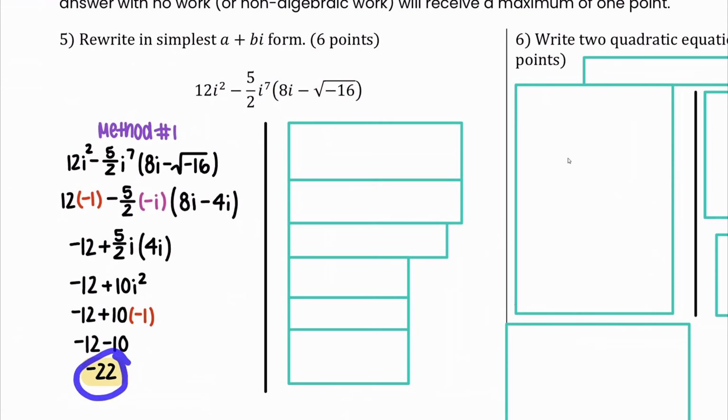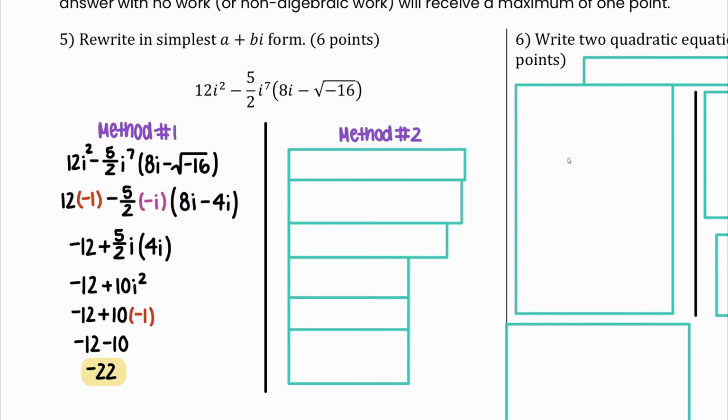Here, we can't exactly write it in a plus bi form, but technically this is still a complex number because we could technically write it as negative 22 plus 0i. So it still is complex, but it's unnecessary to write that plus 0i.